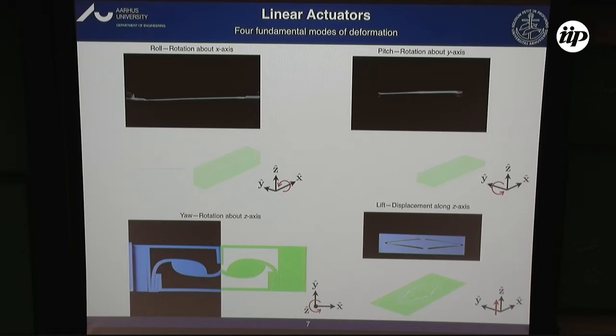So this is the main result of our paper, and I will try to pedal back and explain a few features of all of this. But I think the goal of our paper was to be able to design at least four forms of actuation, namely roll, pitch, yaw, and lift.